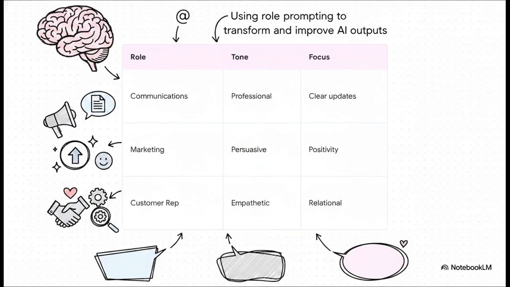If you tell the AI it's a communications specialist, the tone becomes super professional, focusing entirely on clear, direct updates. Make it a marketing expert, and the tone turns persuasive. It's all about positivity and relationship building.